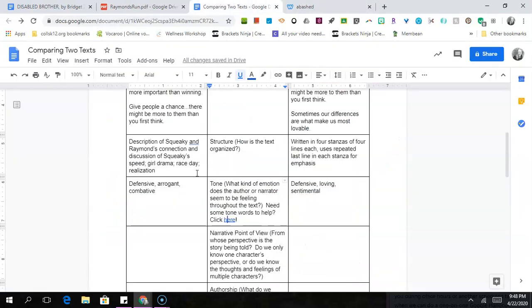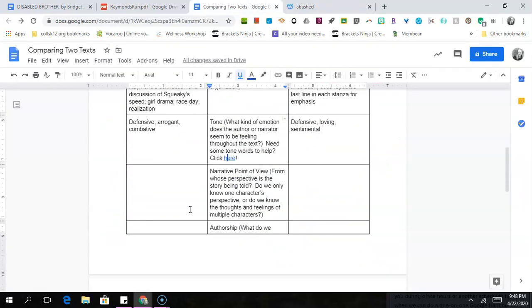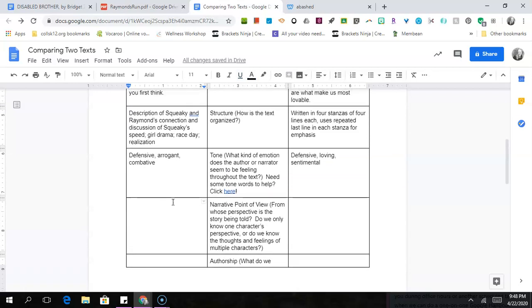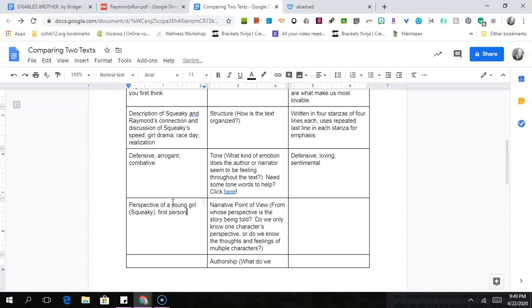So we've got some tone words for both works. Then we're going to think about the narrative point of view. Whose perspective is the story told from? So we're going to say perspective of a young girl, Squeaky, for most of the story. And her point of view, I think the only person whose thoughts we get are Squeaky's. So she's telling the story from her perspective, so it'd be first person.